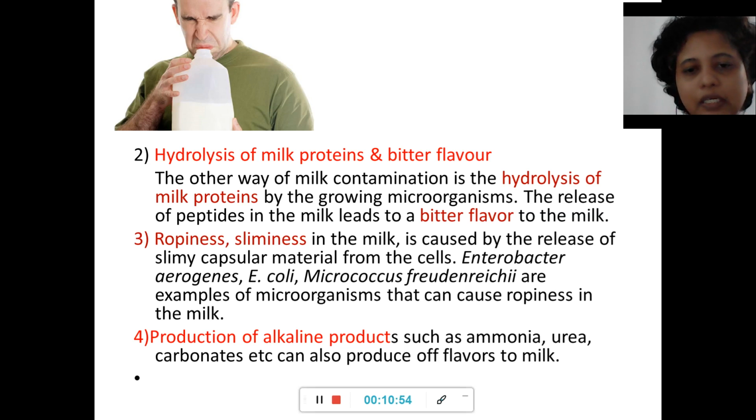And other than this, various alkaline products such as ammonia, urea and carbonates can also produce off flavors in the milk, that is, other than the normal flavor. In fish also, when you add urea or anything like that, the taste of the fish goes. The same way, if you add various alkaline products into the milk, that will result in off flavors. So that's how you can identify whether the milk is spoiled or not.